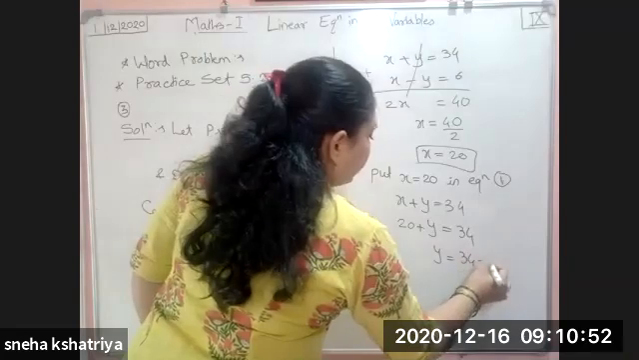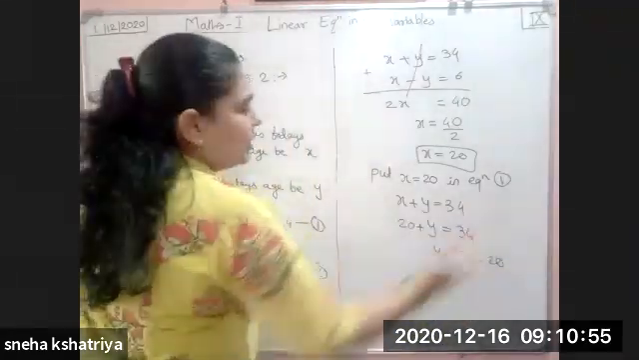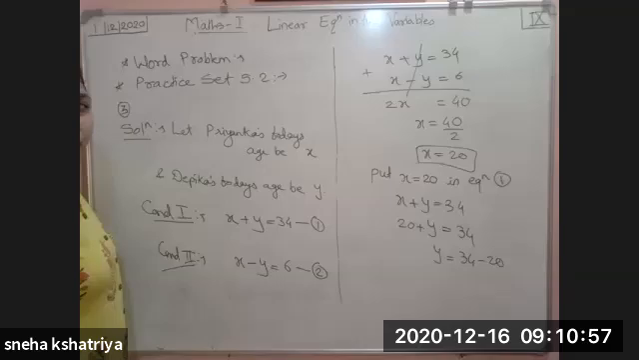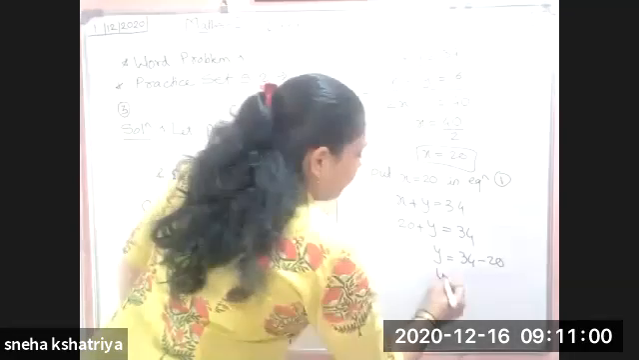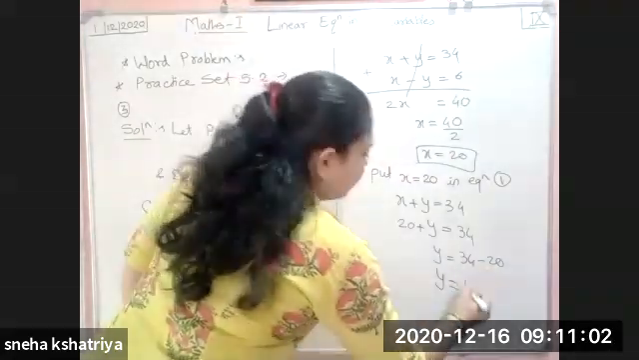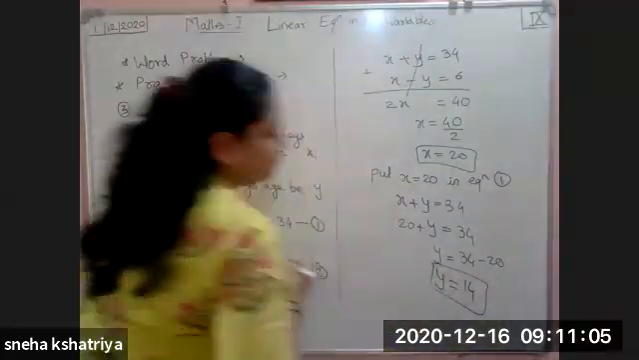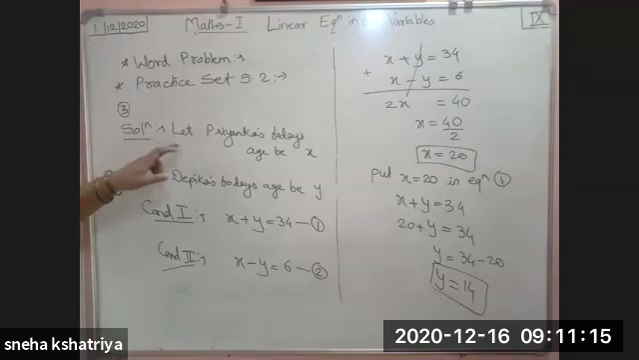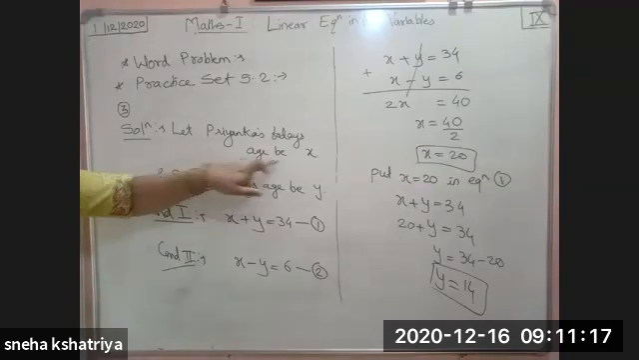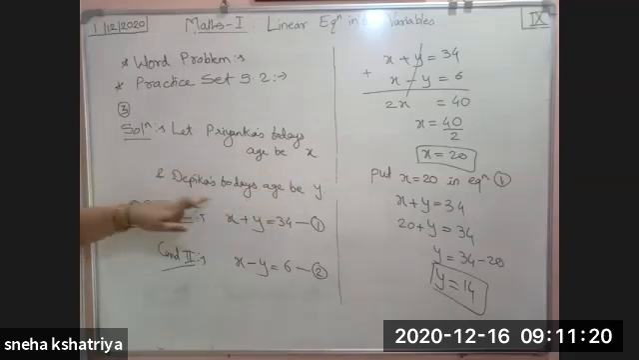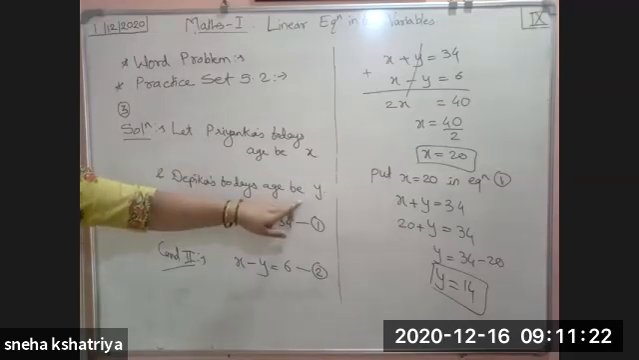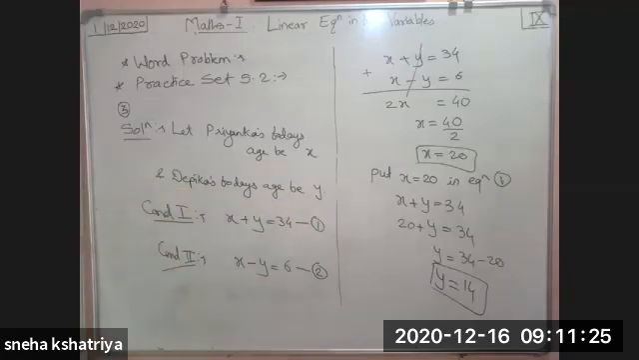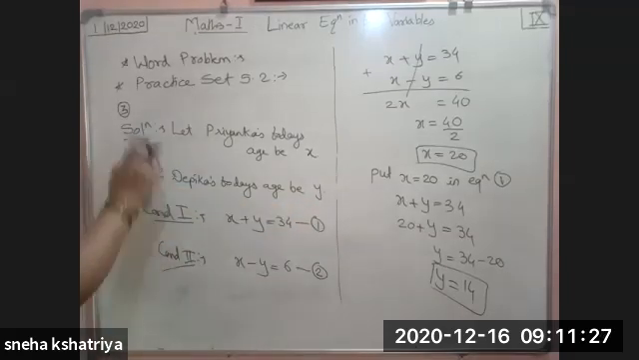Y is equal to 34 minus 20. This plus 20 shifted to the right side. It becomes 34 minus 20. So we get y is equal to 34 minus 20, 14. Okay. So these are the values of x and y. So here, at the last, you have to write that Priyanka's today's age is X years, means what? 20 years, and Deepika's today's age is 14 years. So at last you have to write down like this.